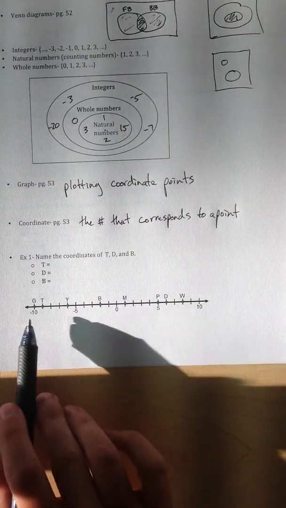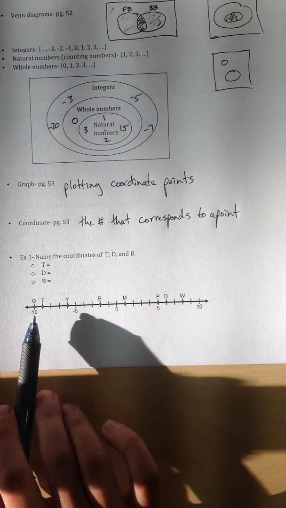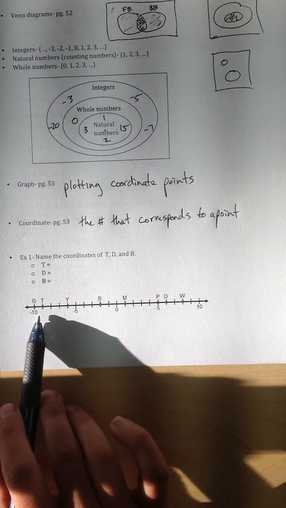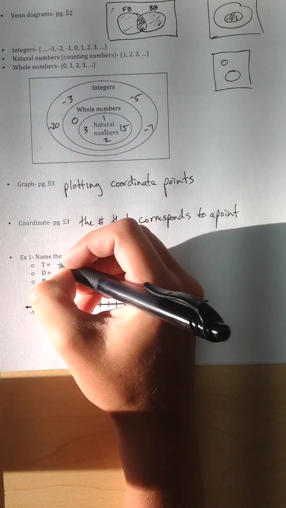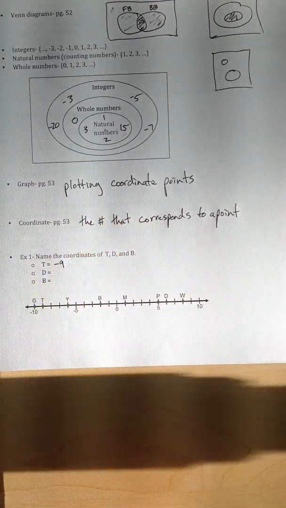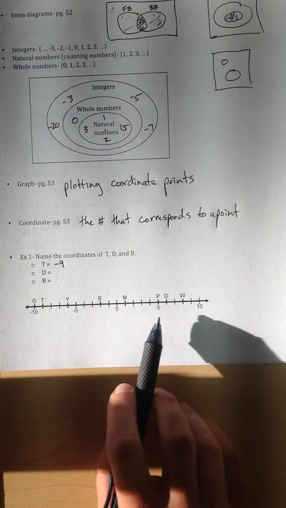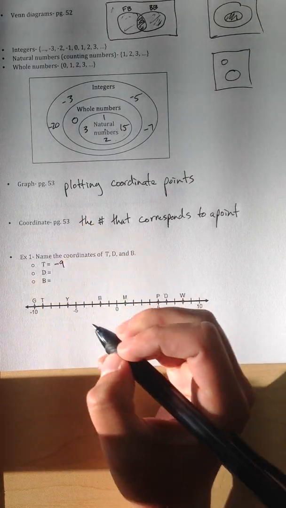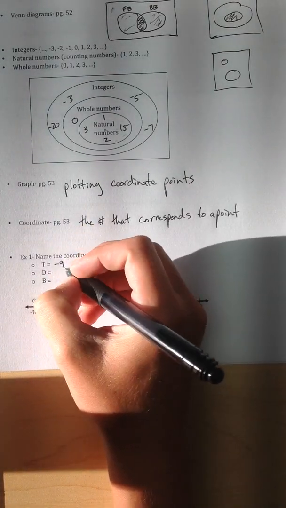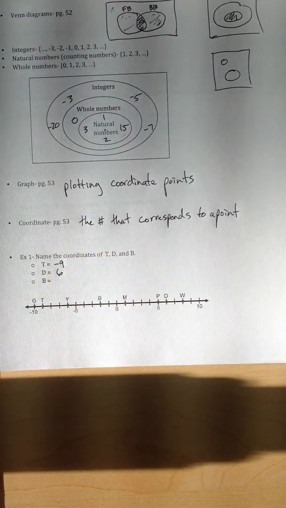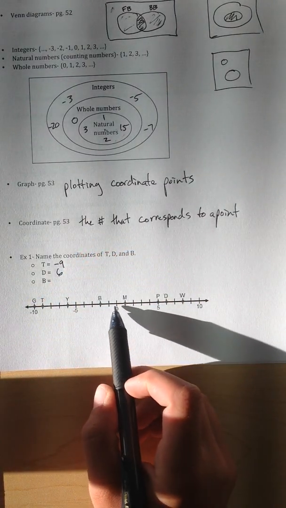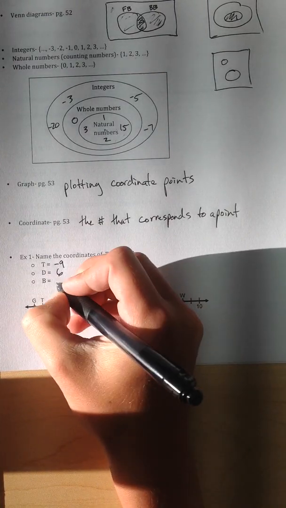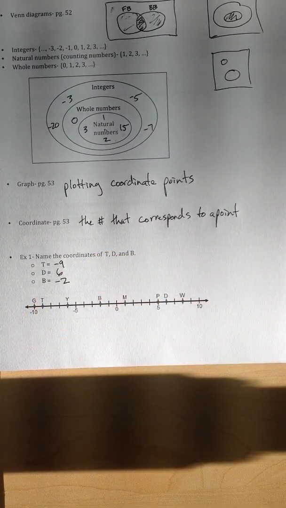If we're looking at T, T is 1 unit to the right of -10. One unit to the right would be a little bit greater than -10, so T would be at -9. Next one is D. D is 1 unit to the right of 5, so 1 more than 5 would be 6. And then B looks like it's 2 units to the left of 0. If we go 1 unit, that's -1, 2 units would be -2. So B is at -2.